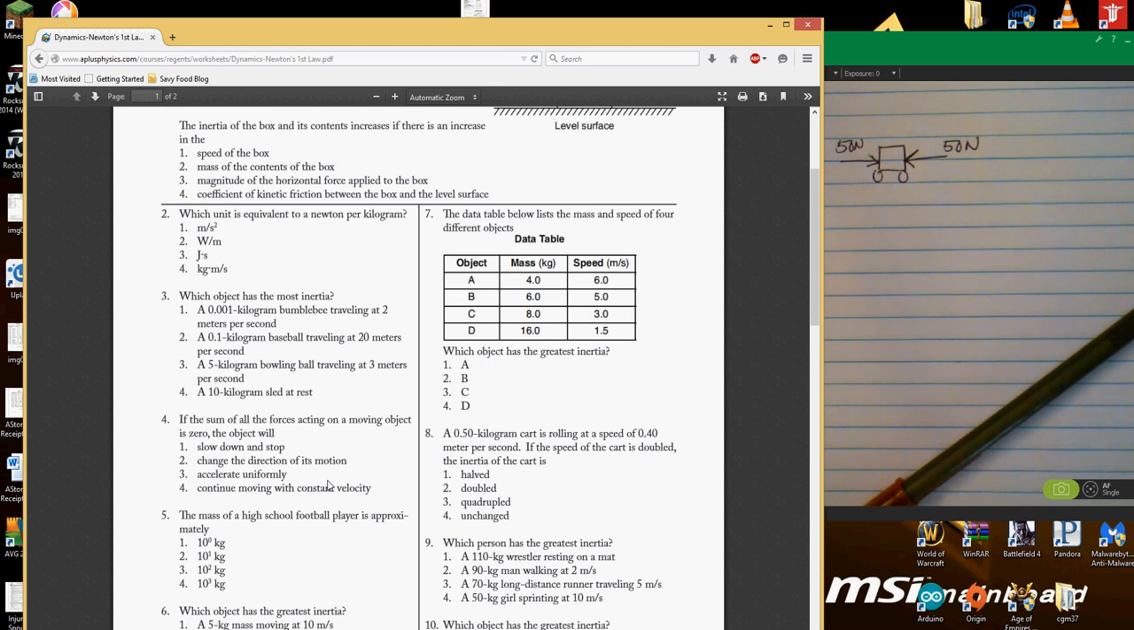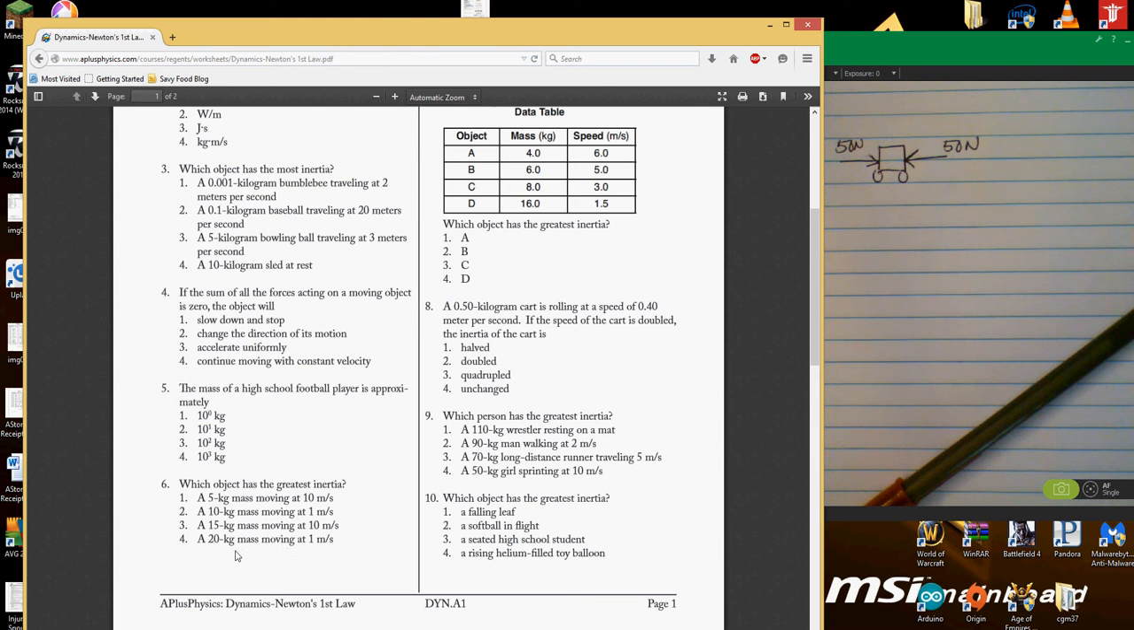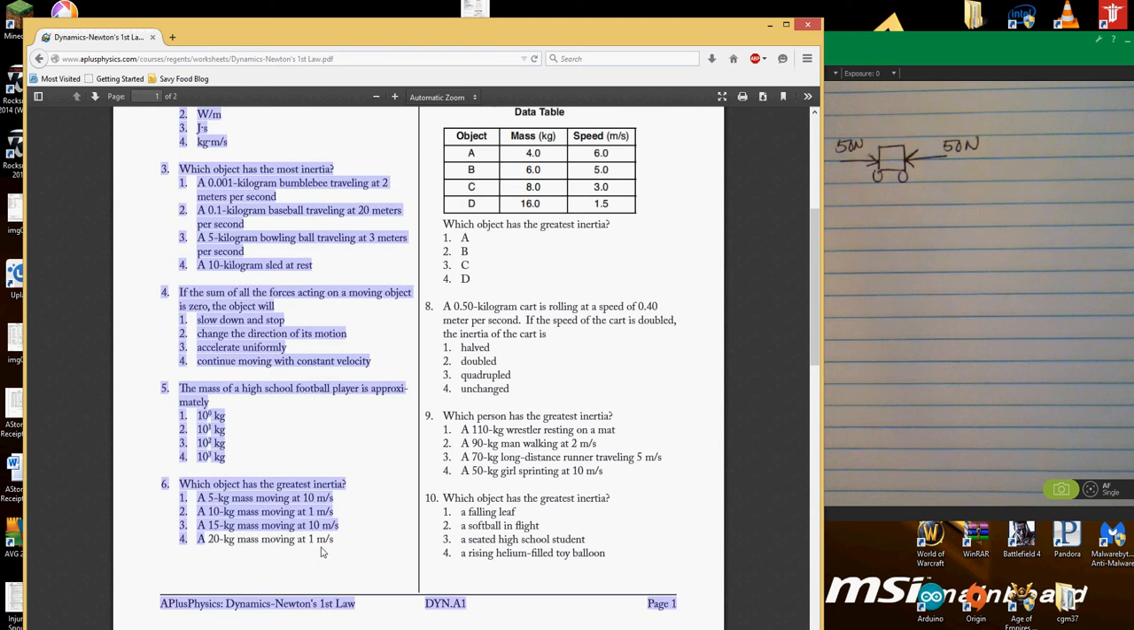Okay. Question number 6. Which object has the greatest inertia? If I look at question number 6 again, remember inertia is based on the mass, which means that the greatest inertia is going to be the 20 kilogram mass moving at 1 meter per second. It does not matter. Speed never matters when you're measuring inertia. It's only the mass that you're looking at.